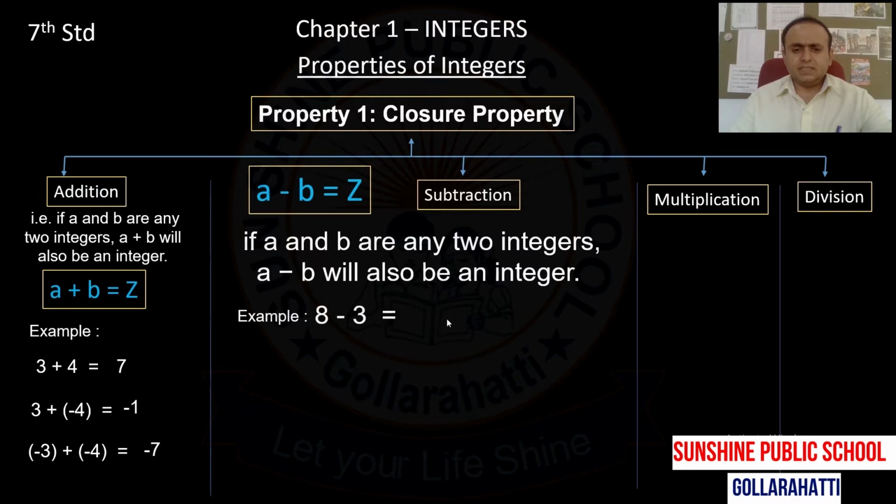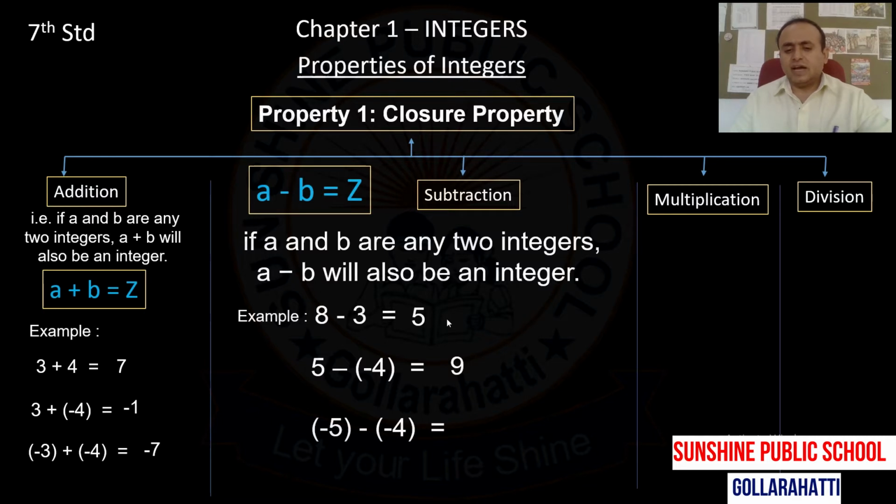Example ನೋಡಿ, 8 minus 3 is equal to 5. So 8 is an integer, 3 is an integer, again 5 is also an integer. 5 minus of minus 4. 5 is an integer, minus 4 is an integer. If you subtract, that is 5 minus of minus 4 becomes plus, 5 plus 4 is 9. So 9 is also an integer. Last, minus 5 minus of minus 4. Answer is minus 1. And again minus 1 is also an integer. So it holds good under addition and subtraction.